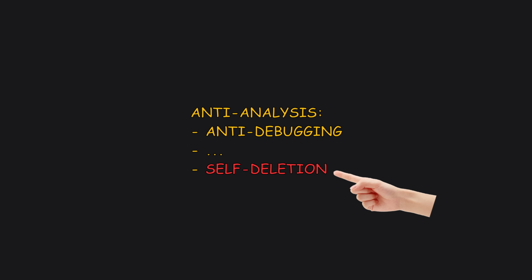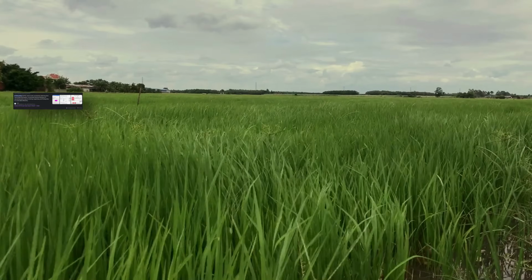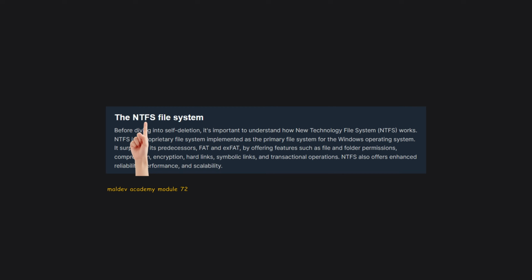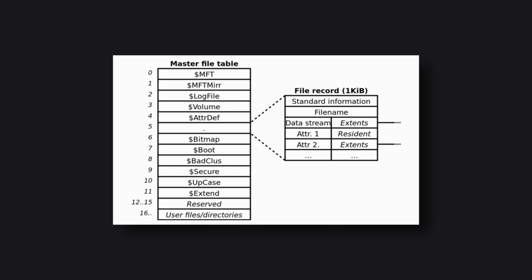And in order to do this, we must really quickly talk about NTFS. I know this seems like it's coming totally out of left field, but it'll make sense, don't worry. NTFS, or the New Technology File System, is a file system that Windows OS uses. It offers features like file and folder permissions, compression, encryption, hard links, symbolic links, and transactional operations. In NTFS, when you make a file, it's represented by a record in the master file table, or the MFT. And for each file record, the MFT allocates a certain amount of space for it.